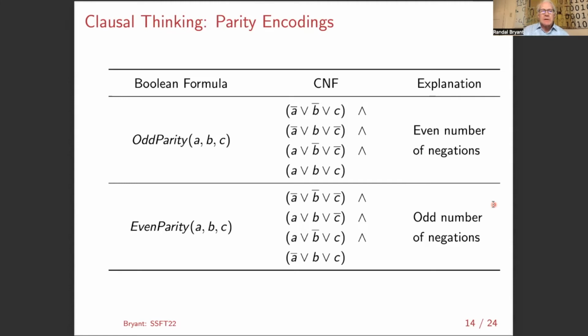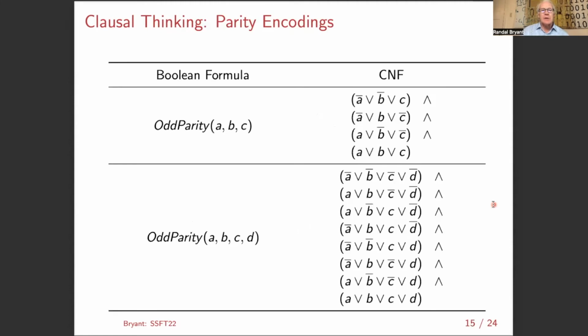The problem we see here is that this is an exponential encoding. As we add more and more, in general, if we have n variables and we want to express a parity constraint, it's going to take 2 to the n minus 1 clauses.